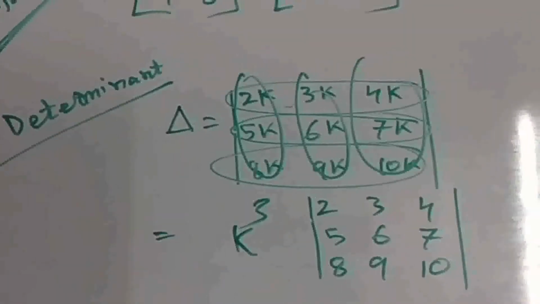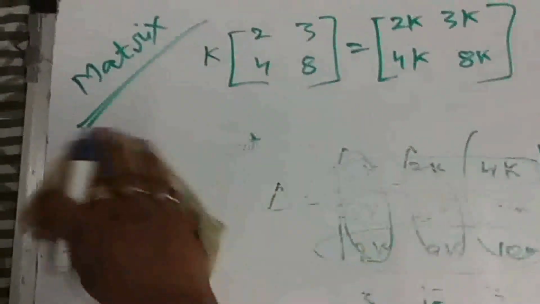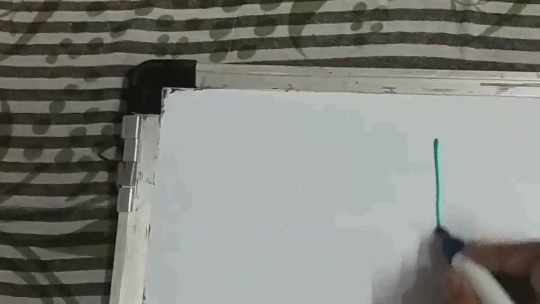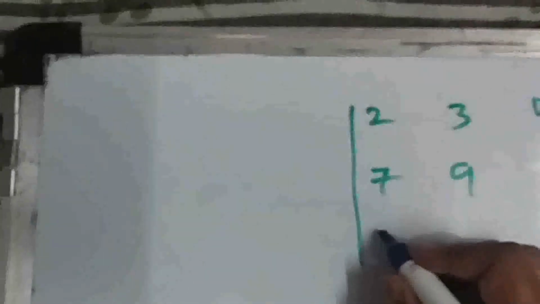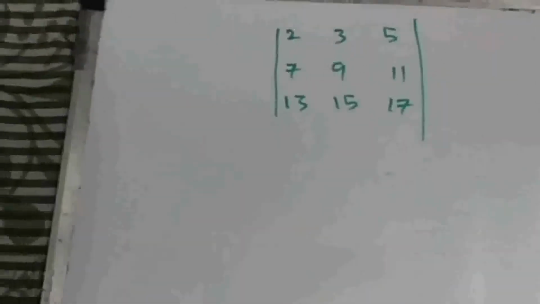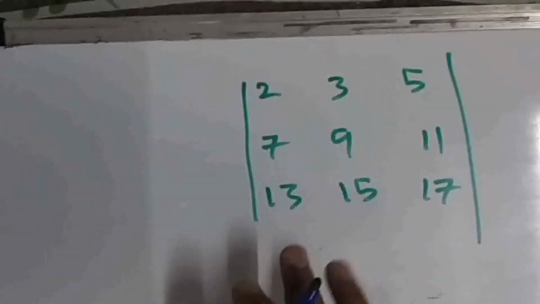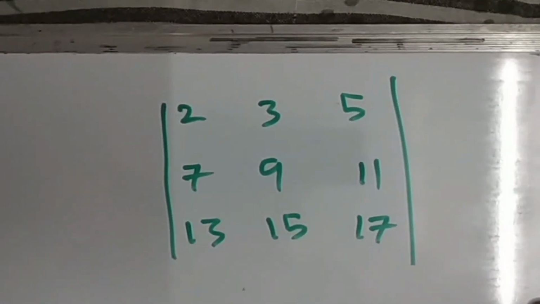I want to explain a little bit more. Suppose it is given 2, 3, 5, 7, 9, 11, 13, 15 and 17. For example, this is given. Now I want to multiply 2 in the first row for the need of solving. So how will I multiply? Suddenly I cannot multiply 2 in the first row. Here you have to do it like this.